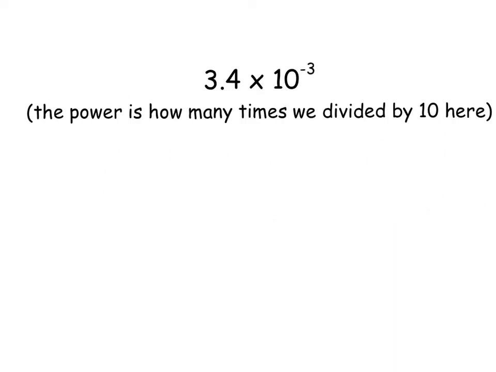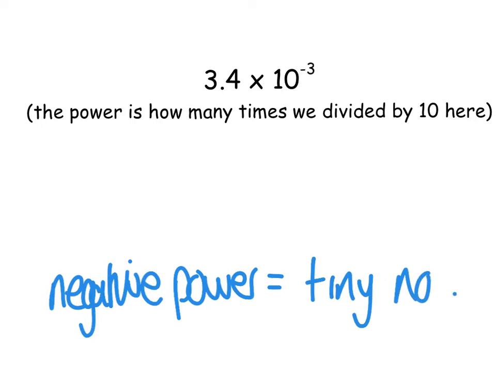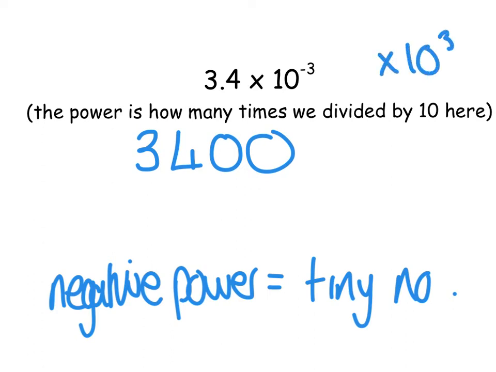Okay, so I'm going to start you off with this example here. 3.4 times 10 to the power minus 3. Please remember that numbers with negative powers means that it's an absolutely tiny number, okay? I don't want anyone to think, oh, the power means you move it 3 places and then move it 3 places the other way. For example, you could say, right, that's going to be 3400, decimal point moves 1 place, 2 places, 3 places, and you'll think that's the answer. That's wrong. That's a big number.